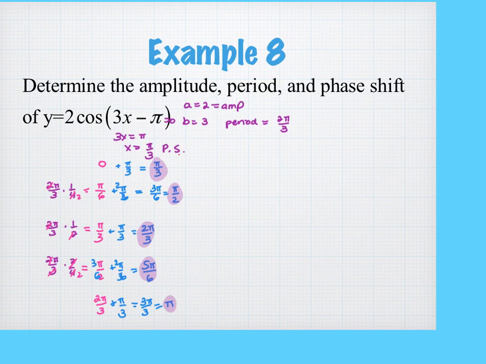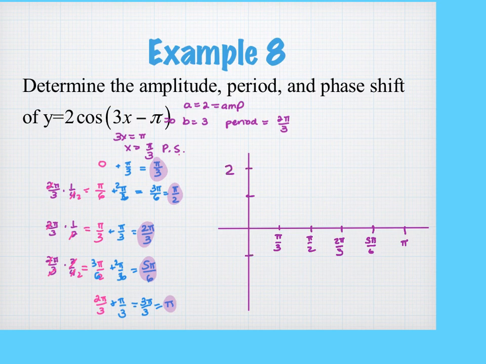They're all positive, so again, I want to set up my curve so I make sure I have room to the right. So this is pi over 3, pi over 2, 2 pi over 3, 5 pi over 6, and pi. Amplitude is 2, and this is cosine. So I'm starting at the amplitude, which is 2. I come down to 0, down to -2, up to 0, up to positive amplitude, which is 2.